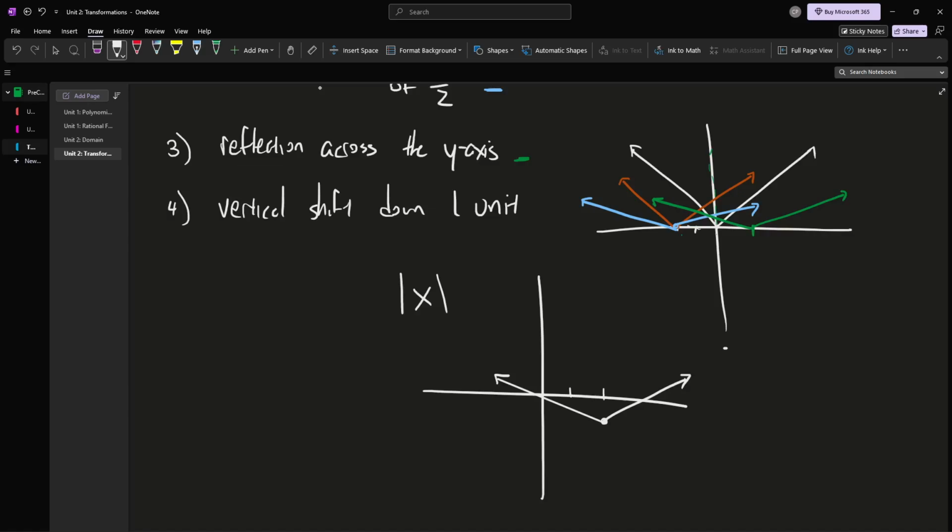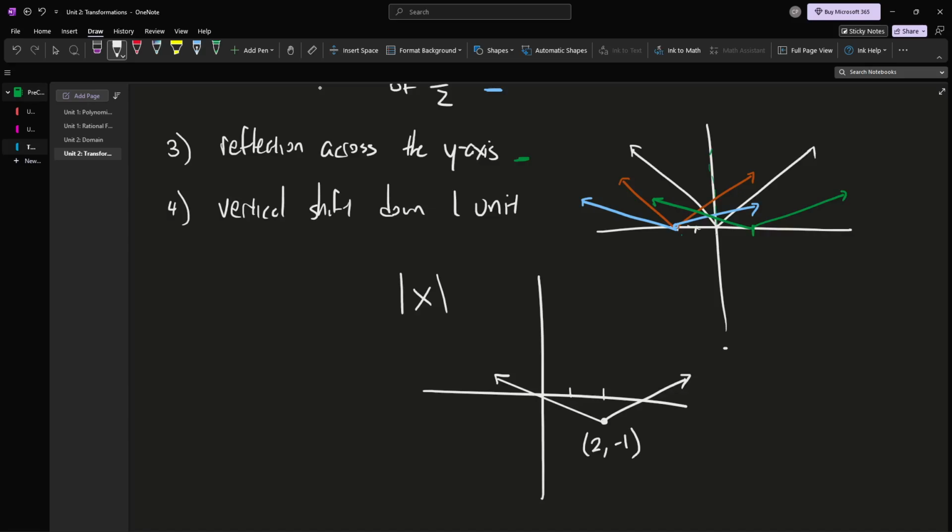I did my shift to the left. I compressed it, reflected it, down 1. And this is your final graph. And we want to plot some points. The starting point is easy to keep track of. We went left 2, reflects, so I'm at +2, then down 1. So I'm at 2, -1.